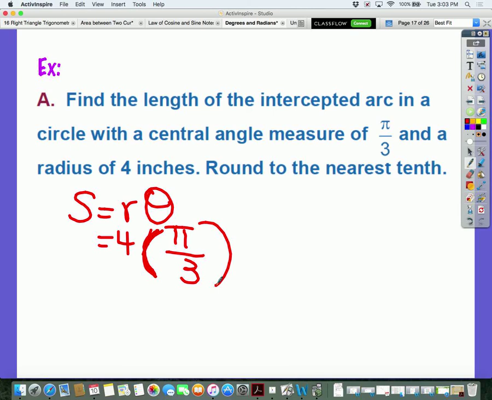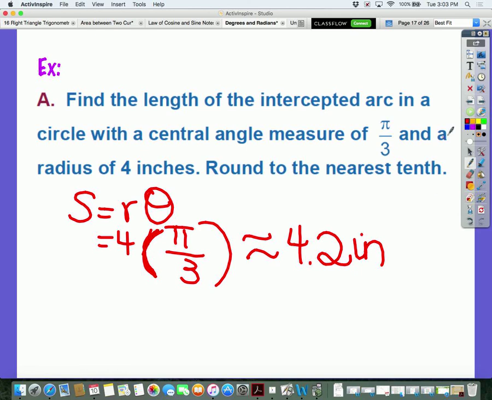Nearest 10, what did you get? 4.2. And we need our units here. We're talking about length. So this is 4.2 degrees? Inches. Okay, we are talking about a length here. Okay? You always make sure that your angle is in radians. Okay?